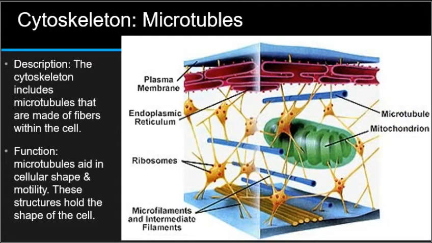The cytoskeleton, the microtubules, right here you can see the microtubules give sort of a structure right here. All right, kind of giving it a skeleton, if you will. Okay, we call it the cytoskeleton. They aid in the shape. Also, if there's motility, if they need to move around for some reason, they hold the shape of the cell together. All right, so they're stretching. There are mitochondria in there being held together.